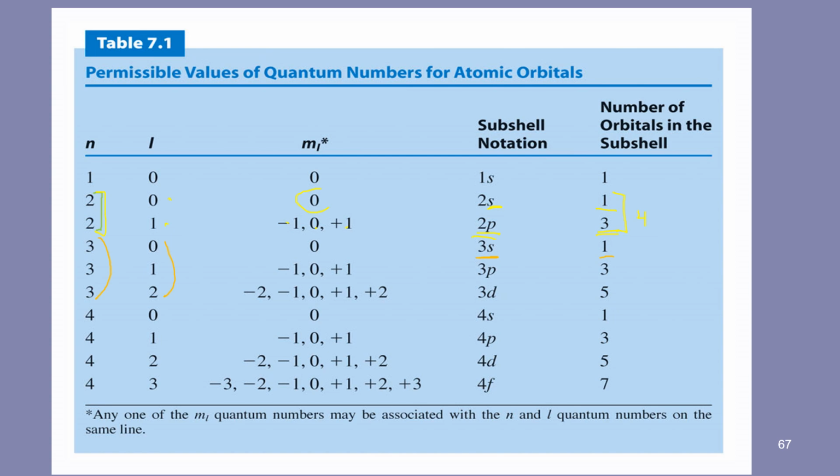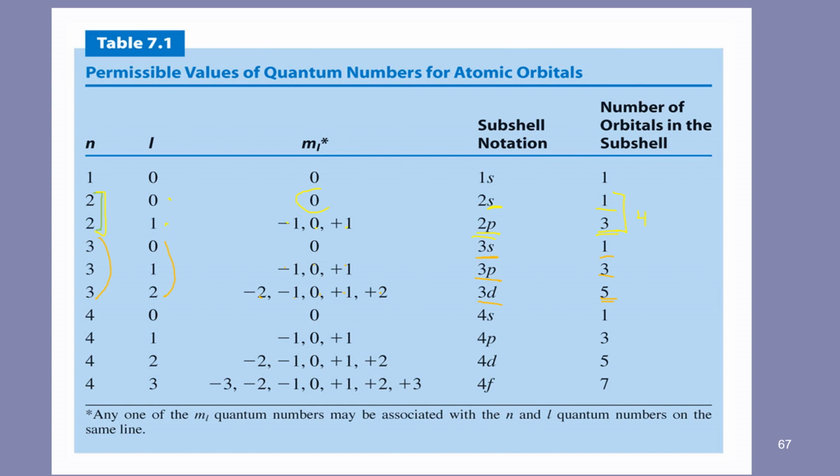If L equals 1, then I'm in a 3p subshell. There's 3 orbitals with the values -1, 0, and 1. If L equals 2, that means I'm in a 3d subshell, and these are my 5 values, meaning I have 5 orbitals. The 5 values of M sub L if L equals 2.